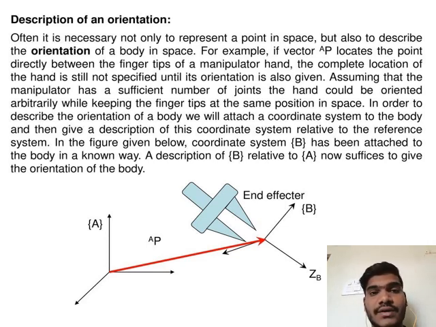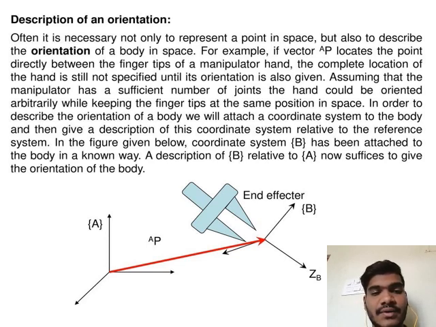Often it is necessary not only to represent a point in space, but also to describe the orientation of a body in space. For example, if vector AP locates a point directly between the fingertips of the manipulated hand, the complete location of the hand is not specified until its orientation is also given. Assuming that the manipulator has a sufficient number of joints, the hand could be oriented arbitrarily while keeping the fingertips at the same position in space.